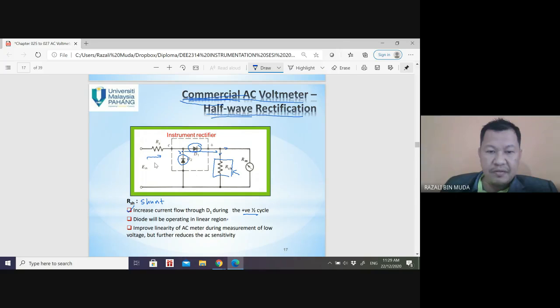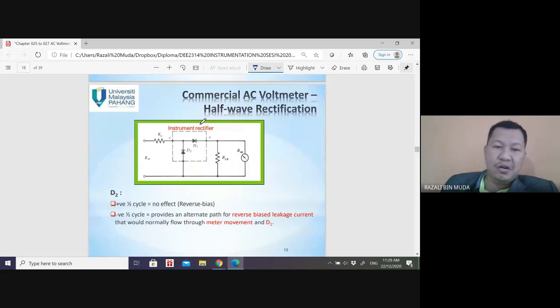Okay, but further reduce AC sensitivity. That is the story of shunt. So you have this kind of layout for a commercial AC voltmeter.